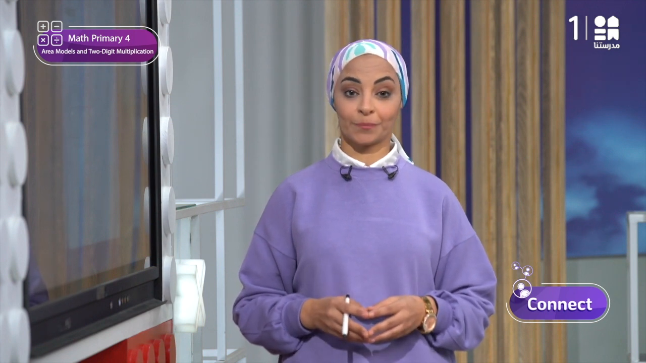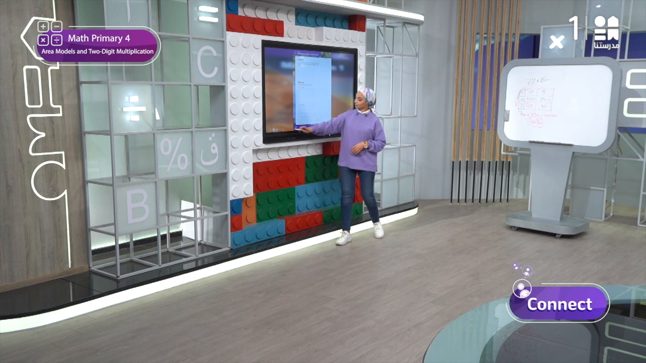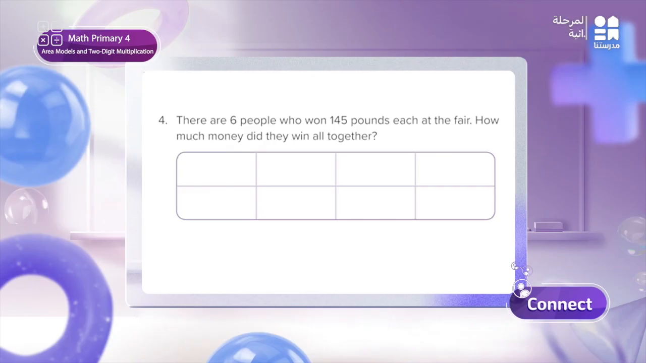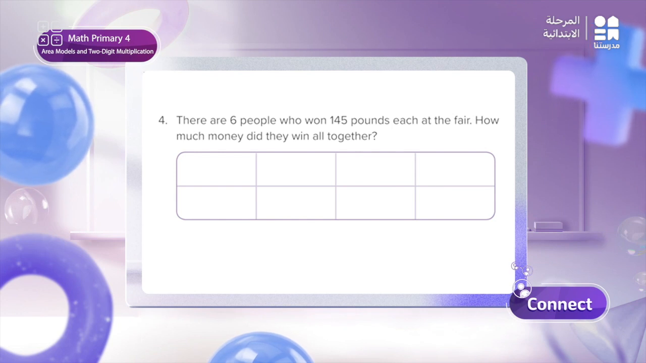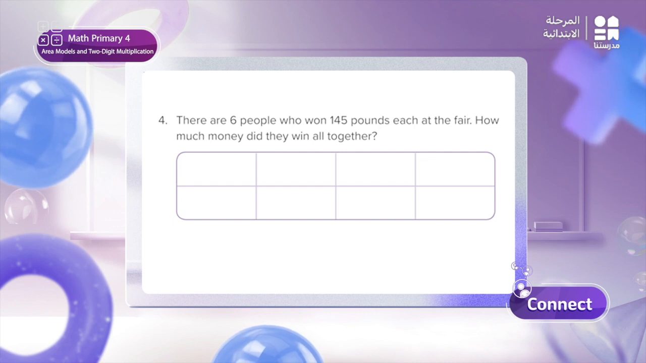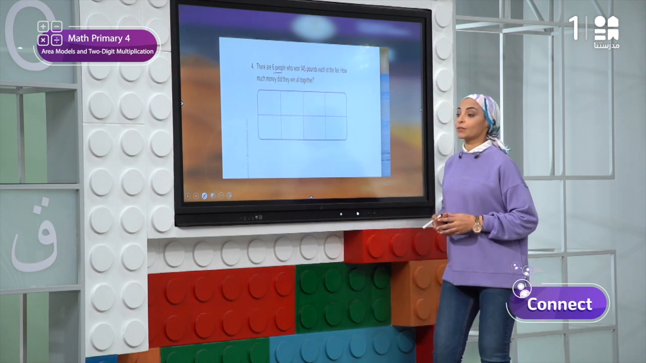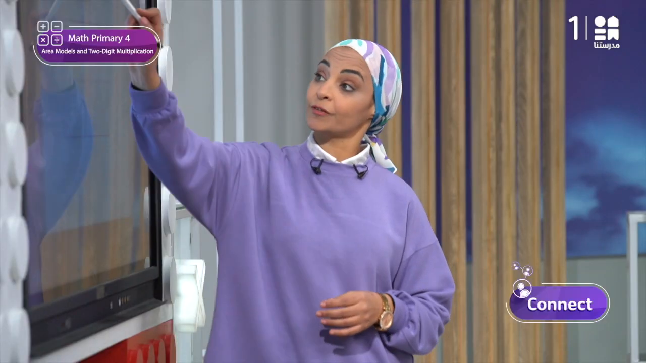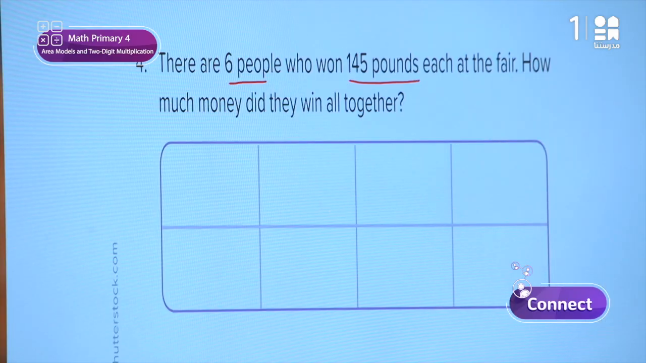And now we will answer problem number 4 all together. Okay, this is problem number 4 in the practice part. What does it tell me? There are 6 people who participated in the fair. Each one of them won 145 pounds. What does the question ask? How much money did they win all together?